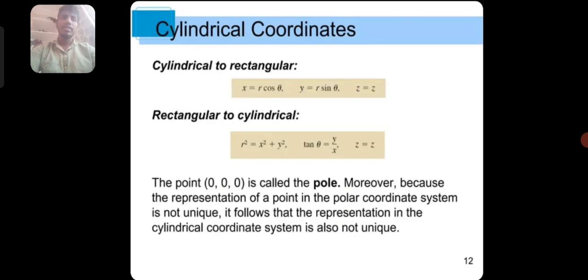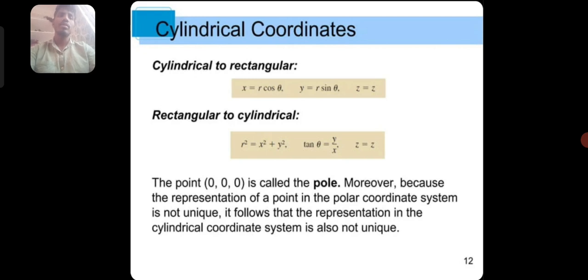And next, cylindrical to rectangular: x equals r cos theta, y equals r sin theta, z equals z. Rectangular to cylindrical: r squared equals x squared plus y squared, tan theta equals y by x, and z equals z. The point (0, 0, 0) is called the pole.